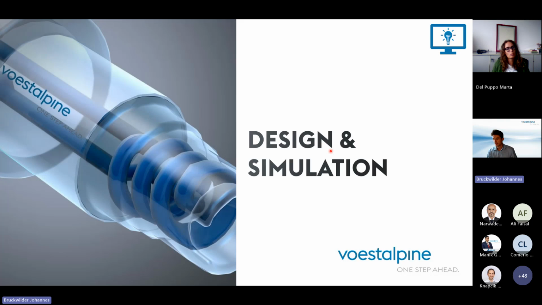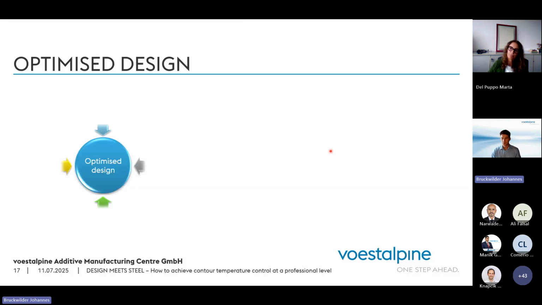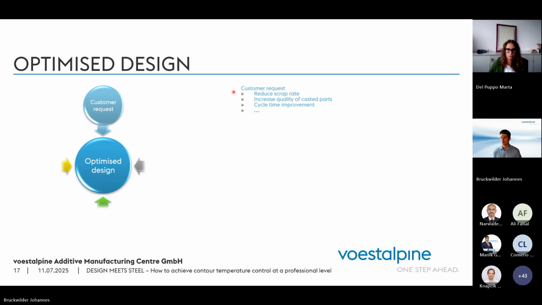Yeah, let's talk about the design and simulation. Before we get to the optimized design, there are some questions that need to be answered. The first one is, why do you want it? Do you want to reduce scrap rate? Do you want to increase part quality? Do you want to improve cycle time? Whatever the reason, there are multiple reasons, we need to know it.